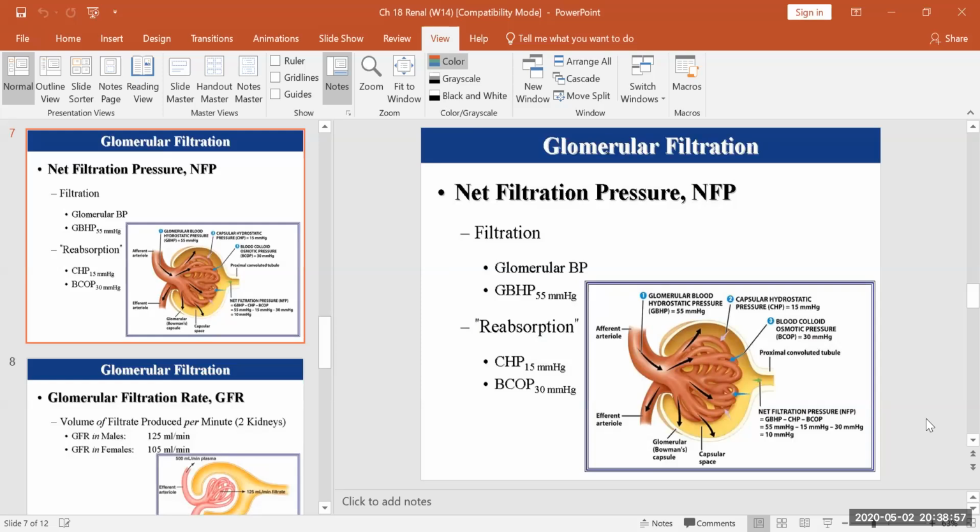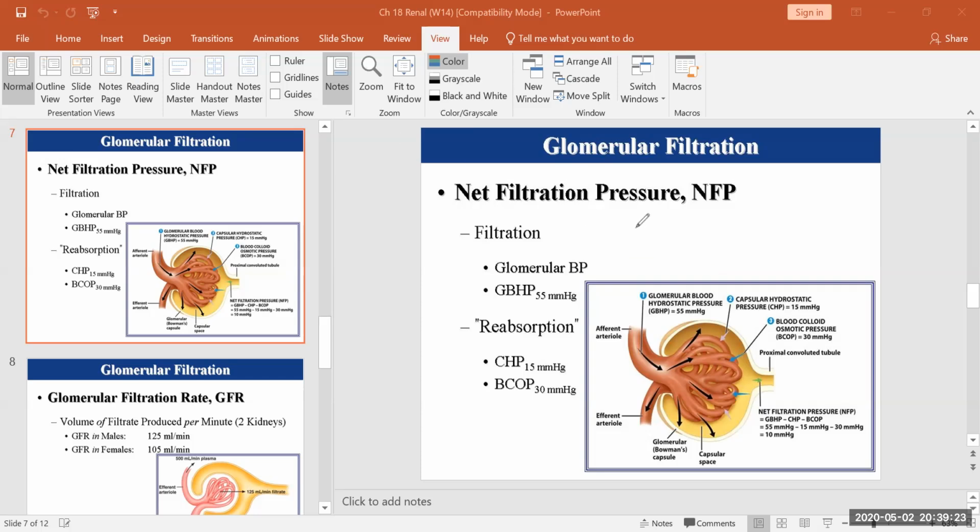So glomerular filtration. Urine production is being performed by three steps, by three mechanisms. The first one is glomerular filtration, or simply filtration.